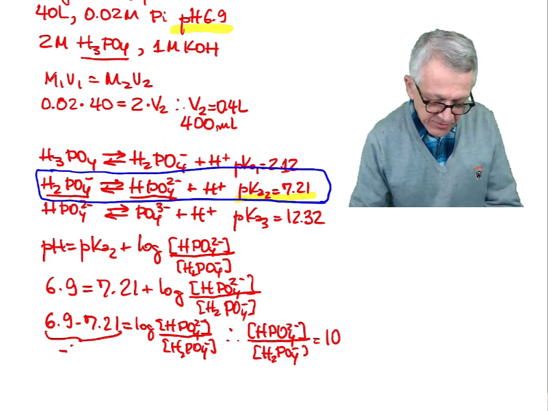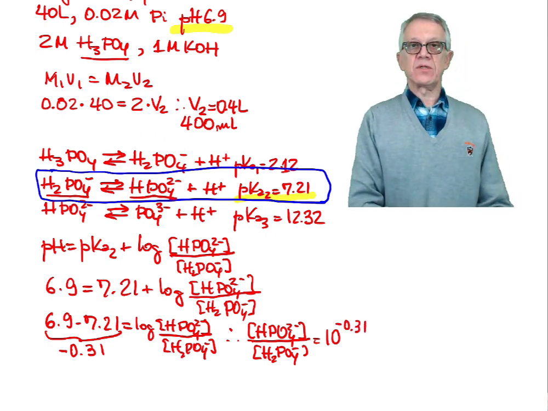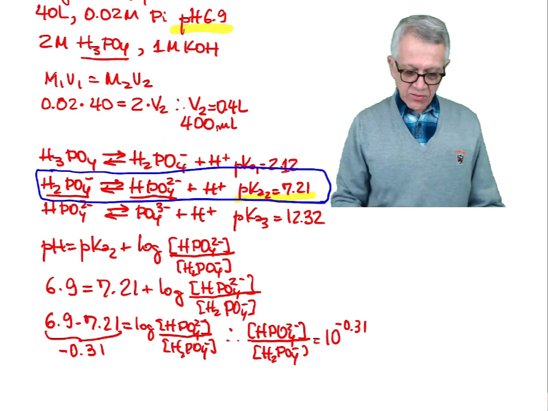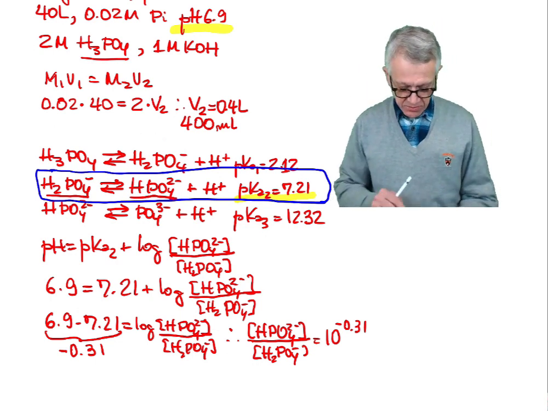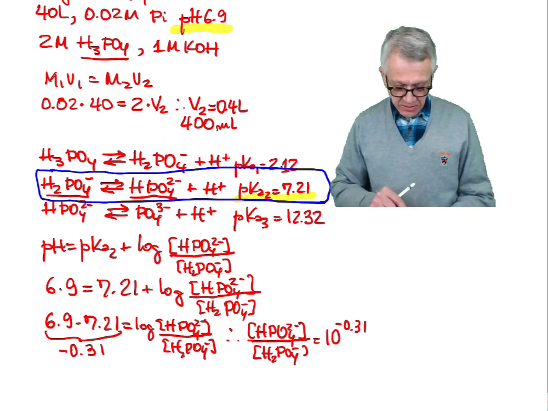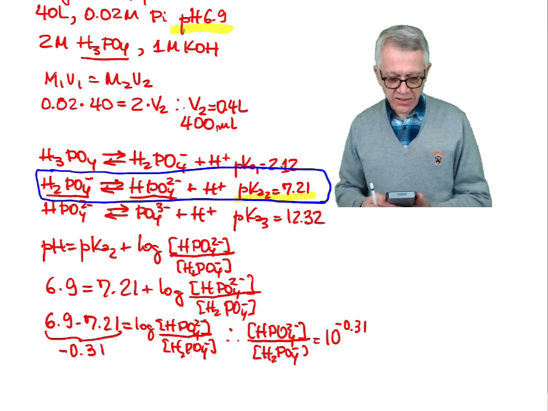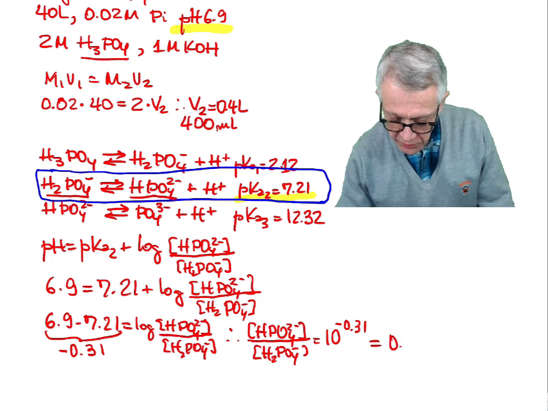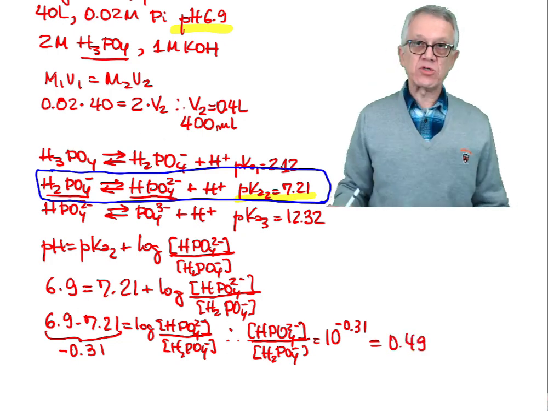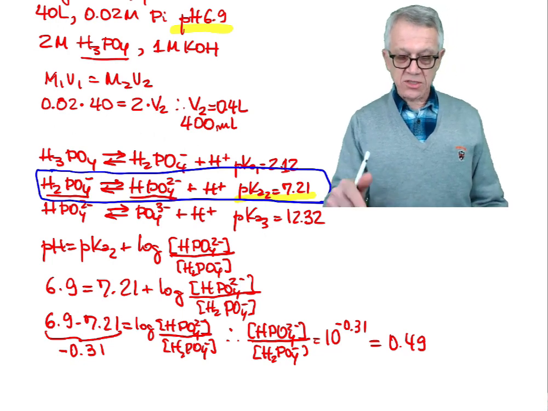This would give a negative number, 0.31. So we're going to put here negative 0.31. Okay, so then we can calculate the ratio between these two: 10 to the power of negative 0.31, change the sign of the power, it's giving 0.489, 0.49. Okay, so that's the relationship between these two concentrations when the pH is exactly 6.9.